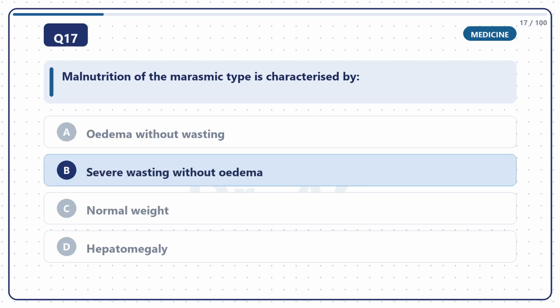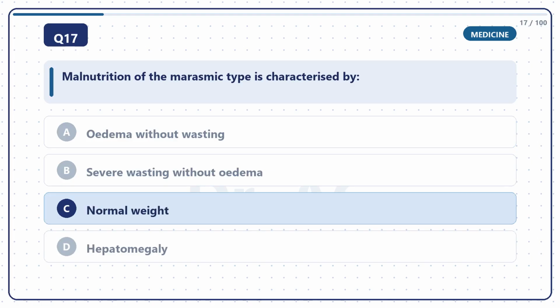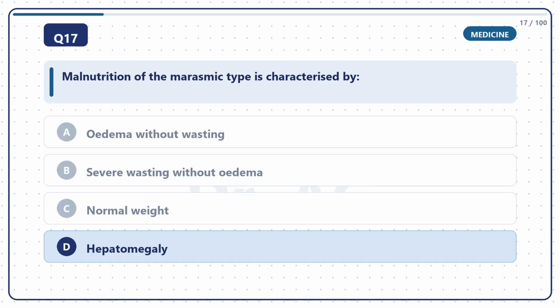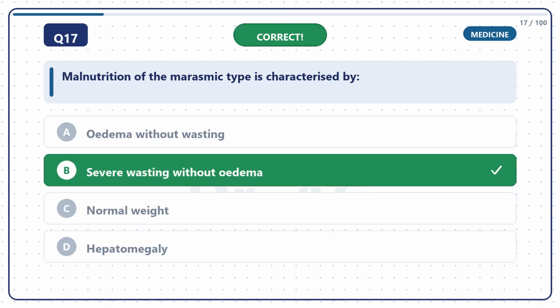Option B, severe wasting without oedema. Option C, normal weight. Option D, hepatomegaly. The correct answer is option B, severe wasting without oedema.